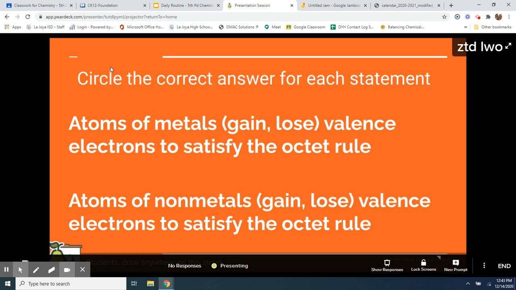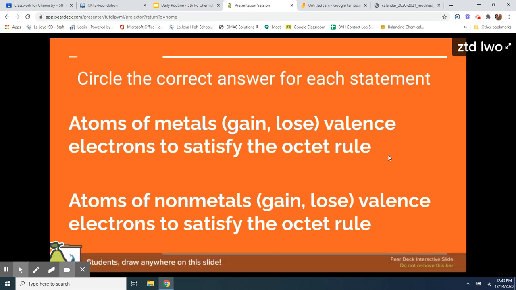Now, it says here, circle the correct answer for each statement. What happens? It says here, atoms of metals, what? Gain or lose. You need to pick one, and you circle the one that you pick. Atoms of metal will gain or lose valence electrons to satisfy the octet. Atoms of nonmetals will gain or lose valence electrons to satisfy the octet rule. Circle the answer that makes this true.